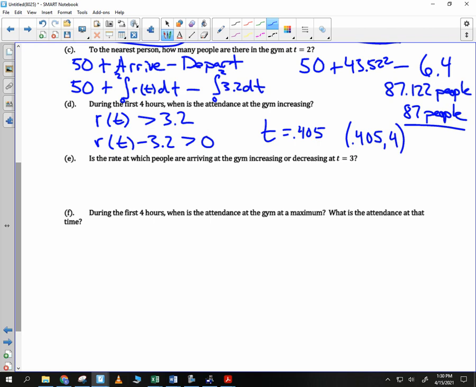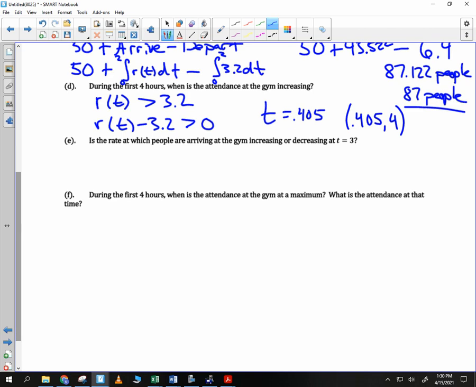I'm not giving really any indication that they make a big deal about brackets or parentheses on the AP exam. Is the rate at which people are arriving at the gym increasing or decreasing at time equals 3? Have a 20-second conversation with the people next to you about the words increasing and decreasing and what that means about F and F prime. Go ahead, talk.